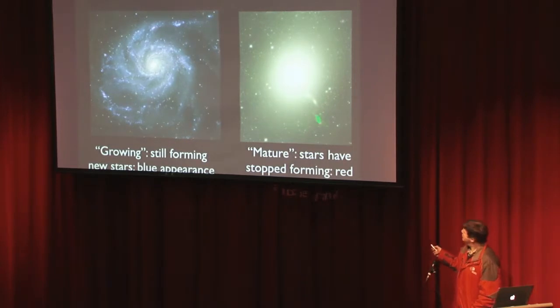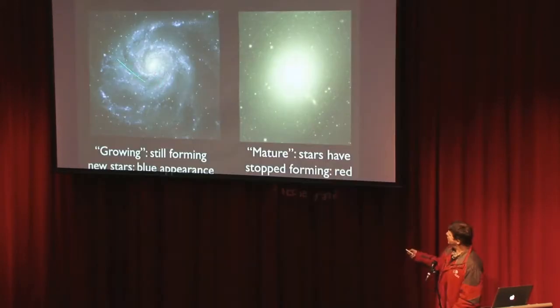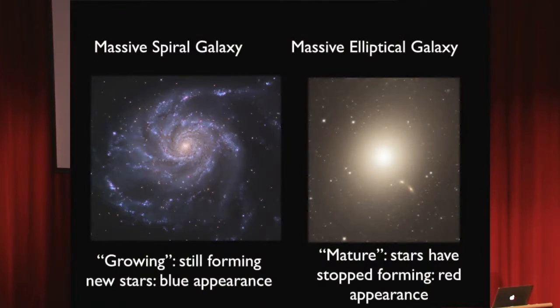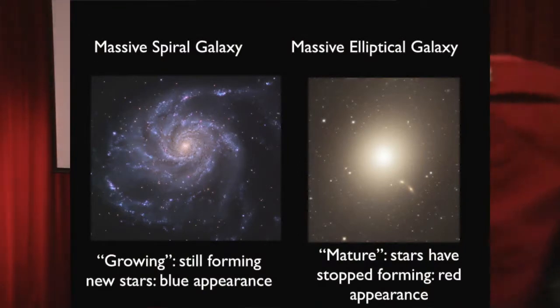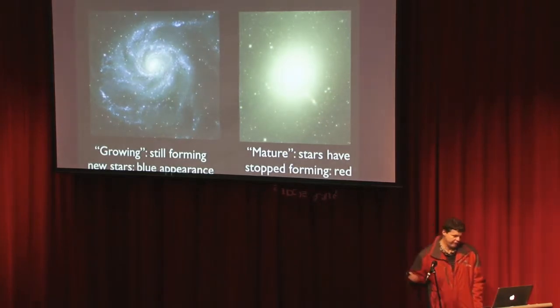Here's a different kind of galaxy you may have heard about. This is called an elliptical galaxy. And these can be very massive. They can be up to 10 times bigger than these kind of guys. And what we see is all the stars in these galaxies are red, which means all the stars are old, which means that these galaxies have stopped forming new stars. They're kind of mature, they're getting on. They stop having vigorous young star formation.